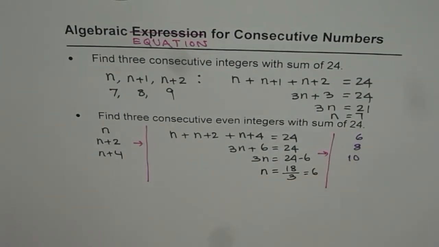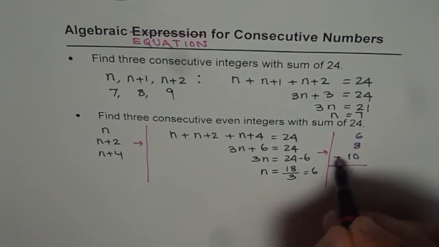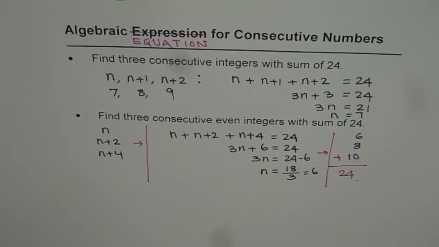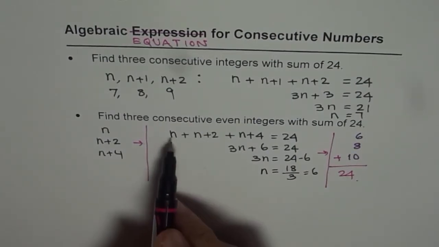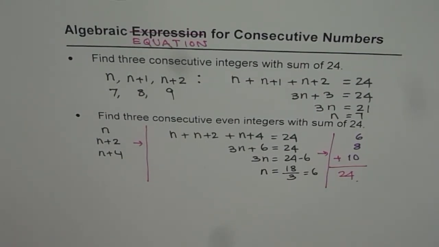They skip, right, by 1. So these are all even numbers. And if you add them up, what do you get? You do get 24, right? So that is how you can solve equations, by writing expressions and or equations using variables and solving your question. I hope with this you understand consecutive numbers, consecutive even numbers, right?